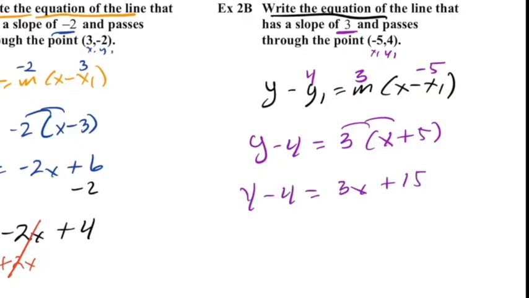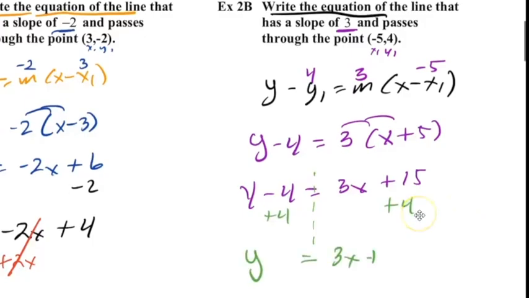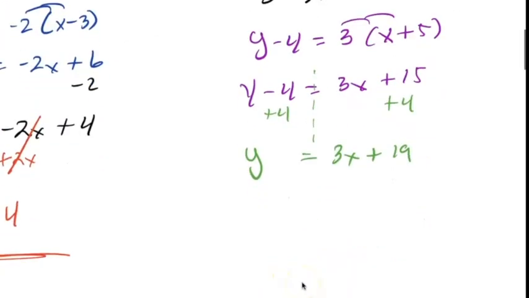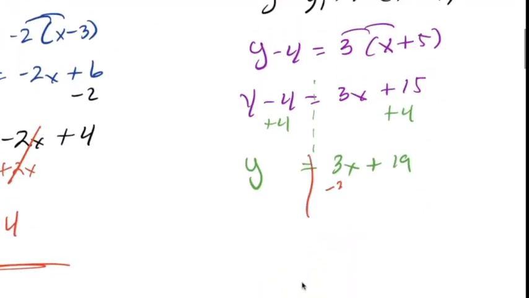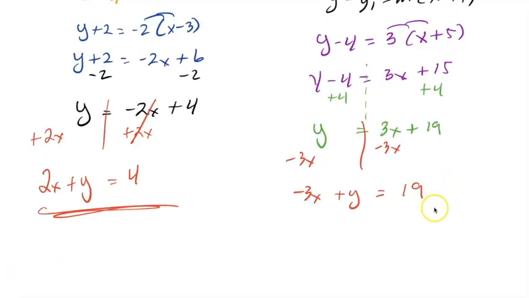Let's get rid of that 4. That 4 goes to the other side, so plus 4, plus 4. So I get y equals 3x plus 19. And then next, I want to move the 3x over. So we're going to subtract it from both sides. Minus 3x, minus 3x. Again, I cannot combine these. One's an x, one's a y, so we're just going to leave it. Negative 3x plus y equals 19. I'm done. Well, technically, in standard form, you want this x to be positive.